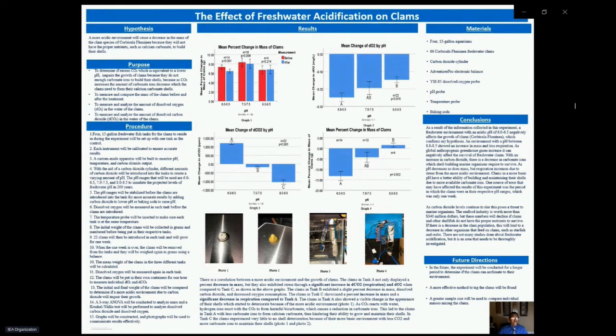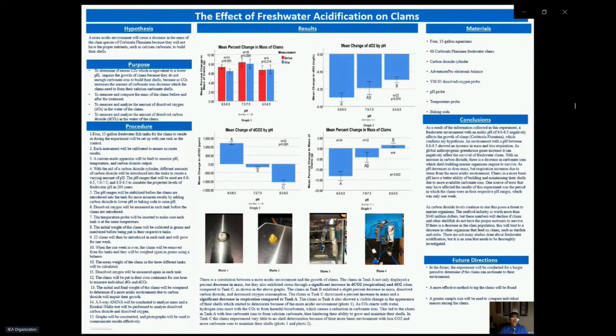And this data right here shows that as the water became more acidic, the clams started to lose mass, which correlates to the data found also in ocean acidification. In graph 4, it shows the average percent change in mass of the clams again, where the clams in the acidic environment had a drastic decrease in mass, while the clams in the basic environment had a slight increase in mass in the pH of 8.5.